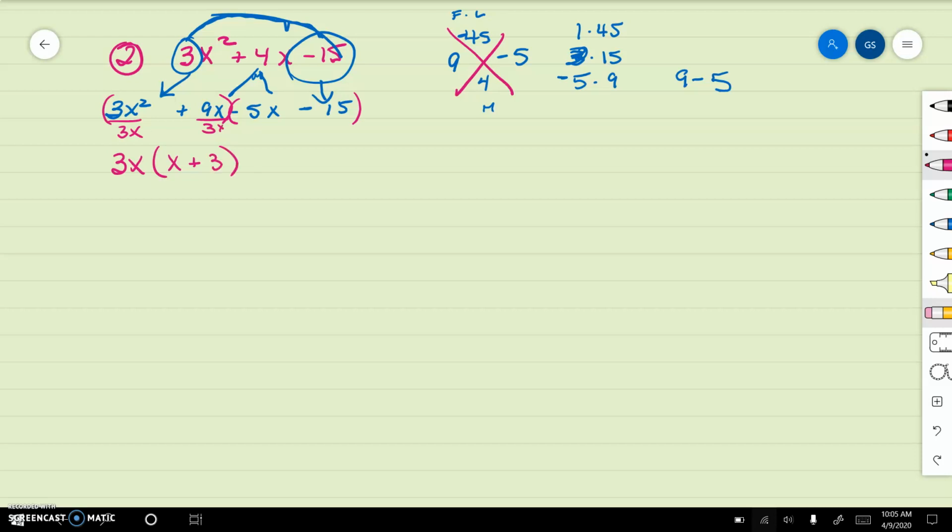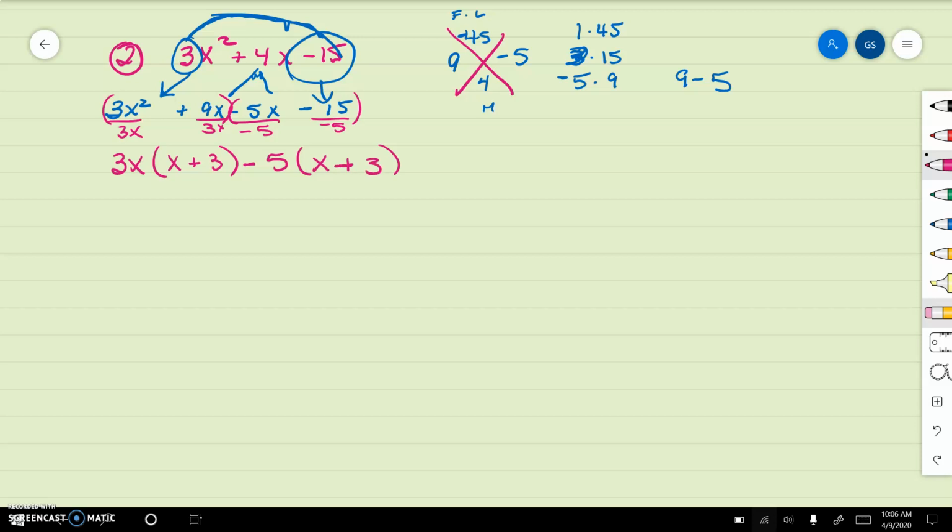Okay, now the second binomial, we're going to take out a 5, right? Oh, wait a second. No, let's take out a negative 5. Remember, you take out the negative when there is one. If we're dividing by a negative 5, this is where you have to be careful. Negative times negative is a positive. It's going to be a positive x. And then this is going to be a negative 15 divided by a negative 5, which is going to be a positive 3.